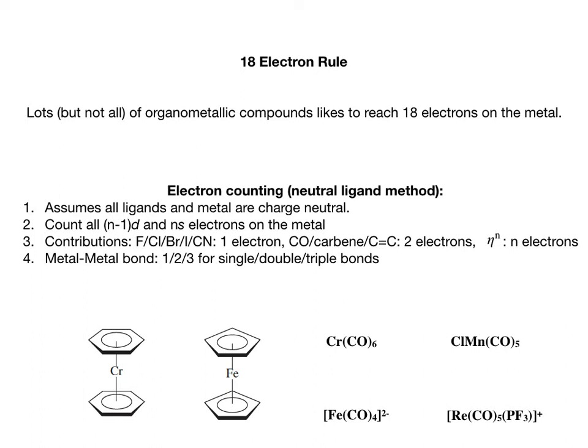And the last one, rhenium pentacarbonyl, and then there's a phosphine, and then there's a positive charge. Rhenium is column 7, so that's 7 electrons to begin with. You have 6 charge neutral ligands, each contributes 2, and so that's a total of 12. 12 plus 7, that's 19. But because there's a positive charge, you have to subtract 1 electron from the total count, so 19 minus 1, that's 18. So in all those 6 examples, we have 18 electrons in the complex.